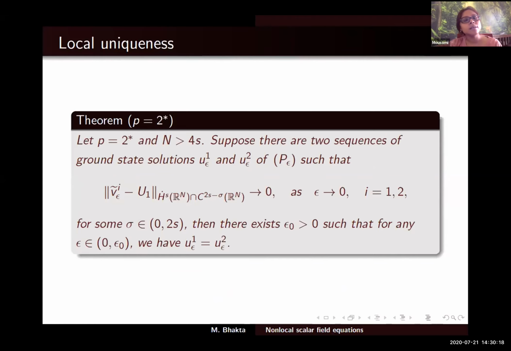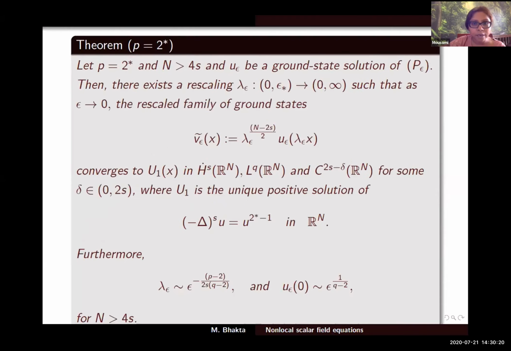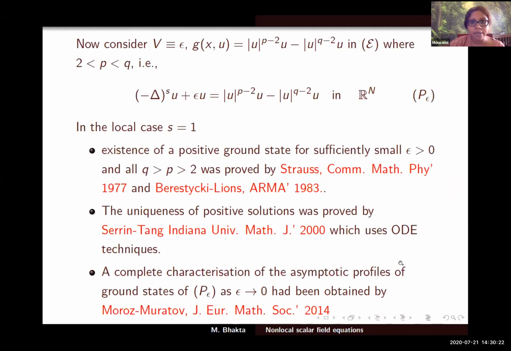So as I mentioned, for this equation, P epsilon, let's go back to P epsilon. Here in the local case, A is equal to 1, one has the uniqueness of solution, as I mentioned, it was proved by Serrin and Tang. But in the non-local case, uniqueness is not known. So what one can try to do is, at least, can we establish some asymptotic uniqueness?